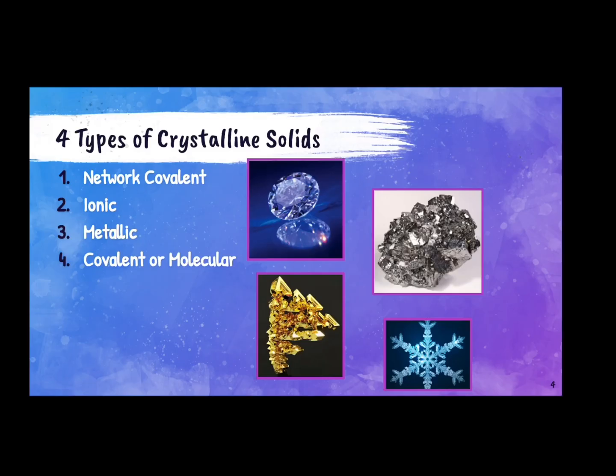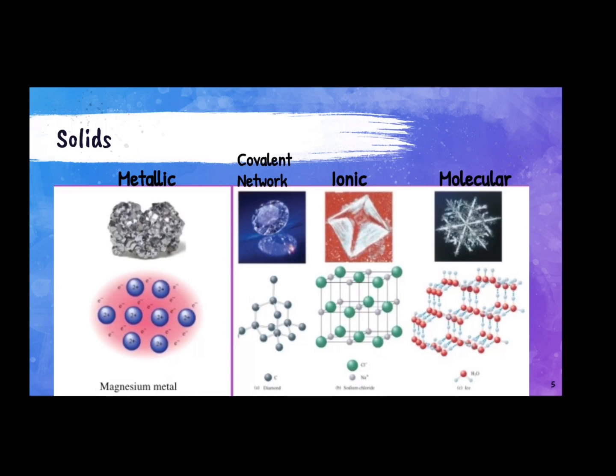So there's 4 different types of crystalline solids. There's network covalent, which is that diamond. There's ionic, which is that kind of silver rock looking thing. There's metallic, which is the gold picture. And then there's covalent or molecular, which would be the snowflake. Here's a few more examples that show all of those different types of solids and what they look like on a molecular level. The strongest of these being the network covalent.